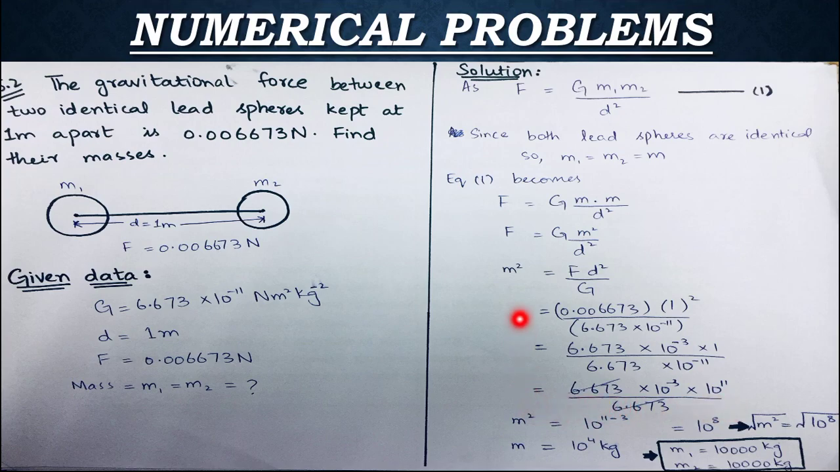Now we had the mass as square. So to remove the square, we will take the square root. It will be m is equal to 10 raised to the power 4 kg. It means 10 raised to the power 4 can be written as 10,000: 1 with 4 zeros. So both masses were the same, so same value for m1 and m2. So the masses m1 and m2 are equal to 10,000 kg.